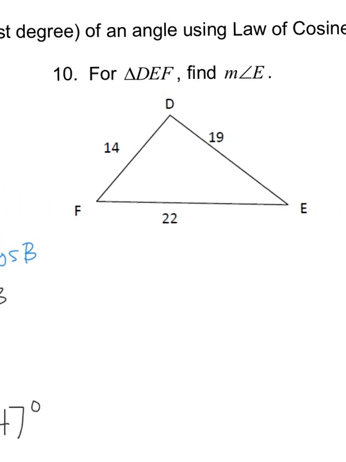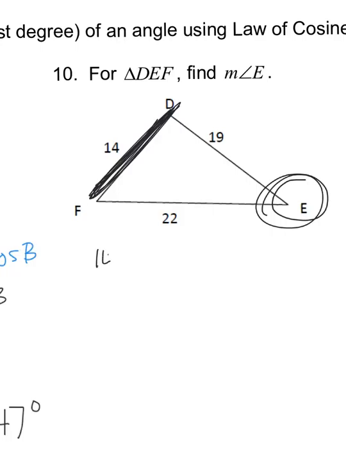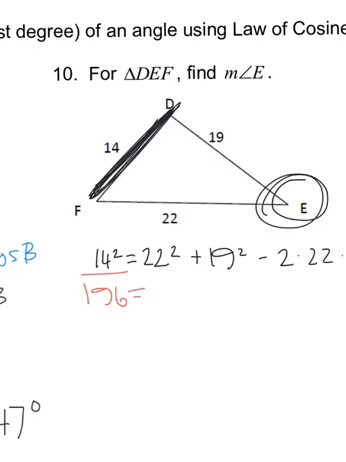Same with number 10, find the measure of angle E. You're trying to find this angle, so that means this one is going to be the side opposite. So it's 14 squared equals 22 squared plus 19 squared minus 2 times 22 times 19 cosine of angle E. Then again, this is 196 equals, do these two, 845 minus 836 cosine E.